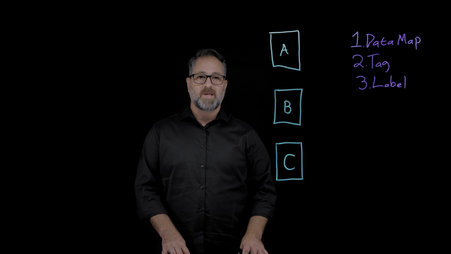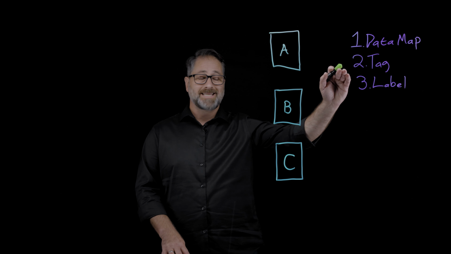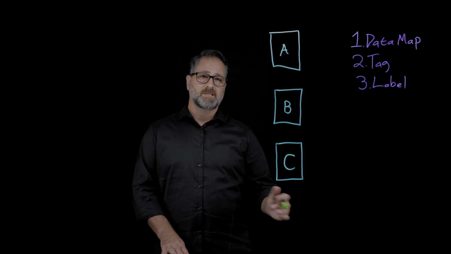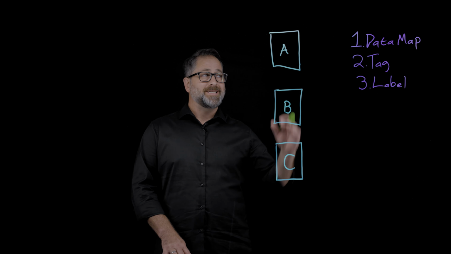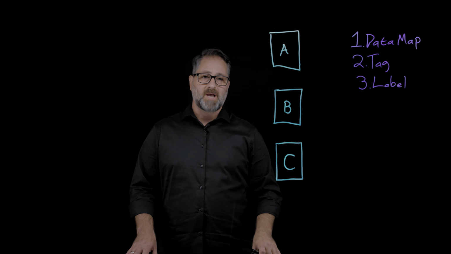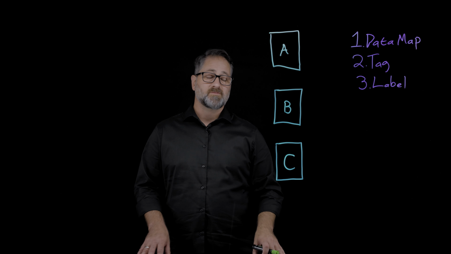The three main methods that we have are a data map, a tag, or a label. And I'll explain exactly what each one of these are. So a data map is essentially a treasure map of where your sensitive information is found.